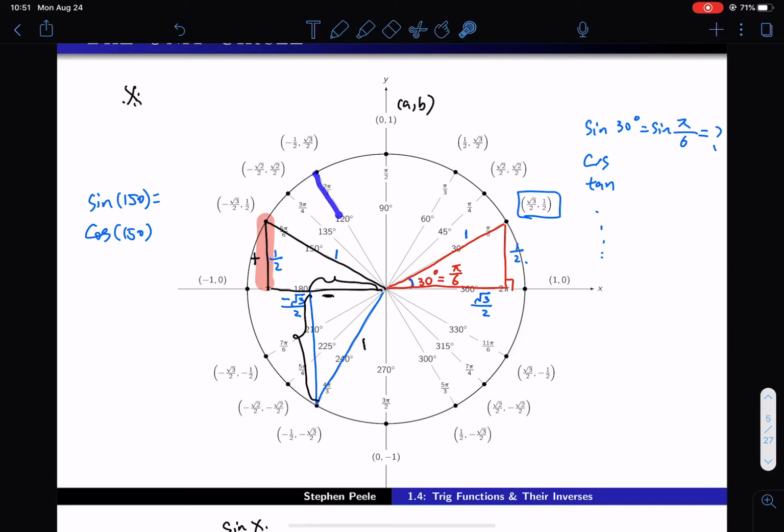We don't use this one because this one is negative. So from 0 to pi, we only use the half part. We have only one solution, that is this one.